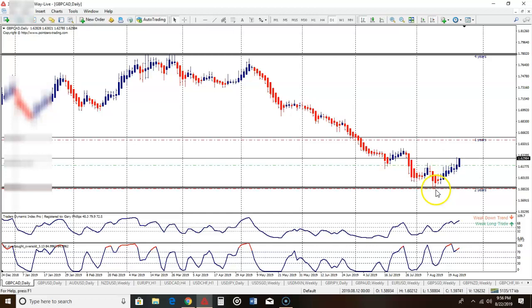Of course, you know my stop loss is always going to go behind the swing high of the area that I'm trading.